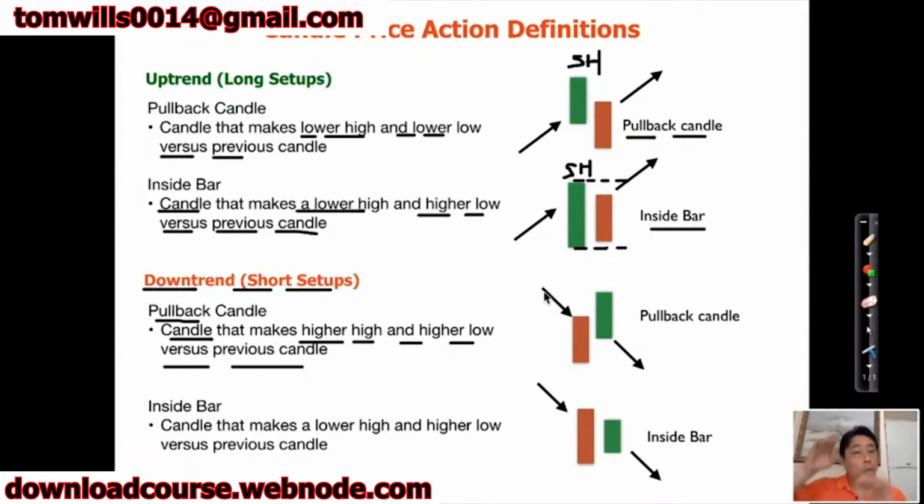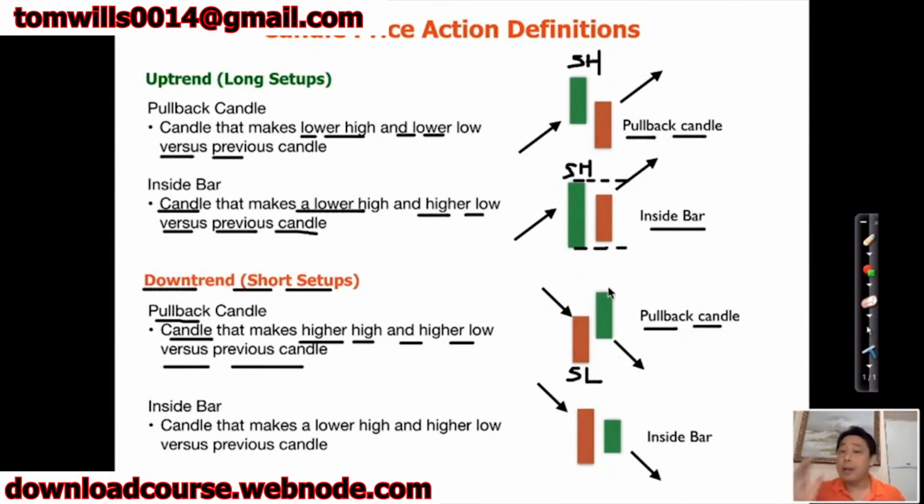So in this case, we're going to go down. It's a downtrend, and this candle happens to be the swing low. Why? Because it's the lowest point of the trend at that point of time. So right after the swing low candle, we see a pullback candle. This is the pullback candle. Again, why is it a pullback candle? Because it makes a higher low, and higher high. So that's a pullback candle.